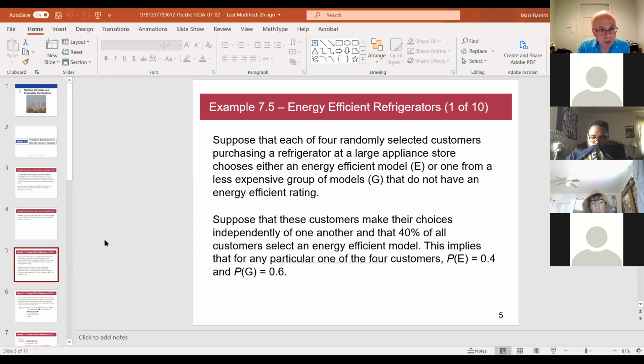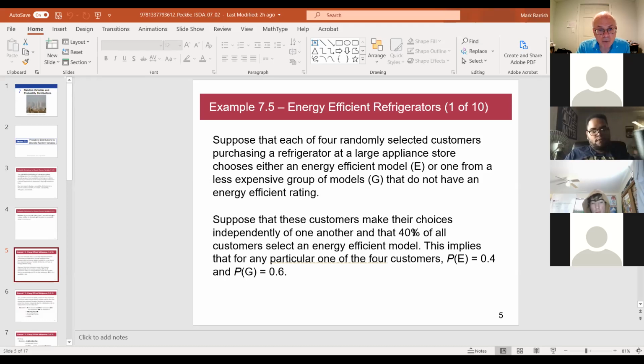All right, so this is an example here. Suppose that each of 4 randomly selected customers purchases a refrigerator at a large appliance store. They choose either an energy efficient model or one from a less expensive group of models that do not have an energy efficient rating. Suppose that these customers make their choices independently of one another. Notice we say independently. And that 40% of all customers select an energy efficient model.